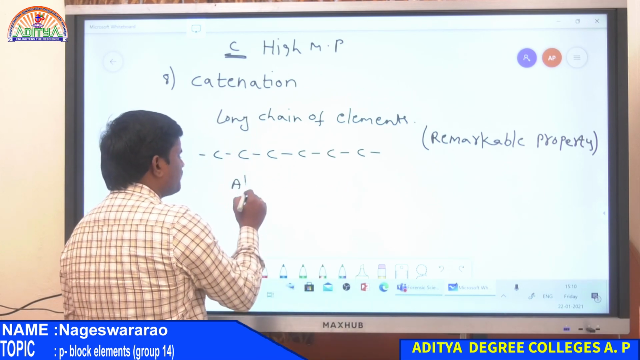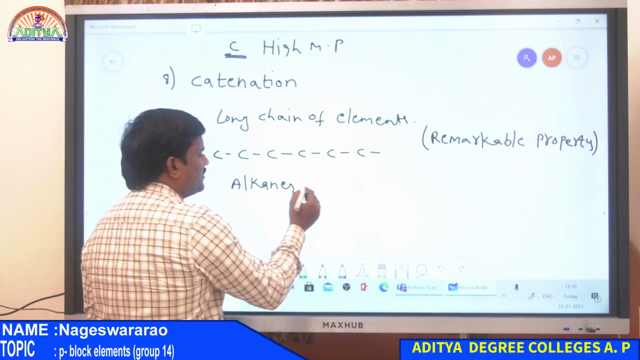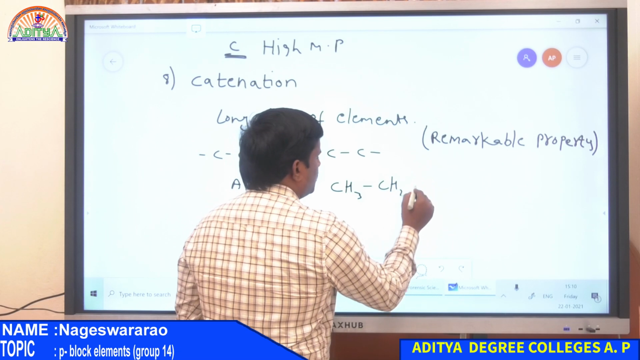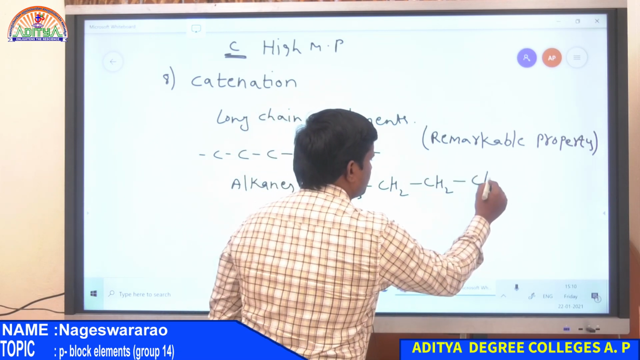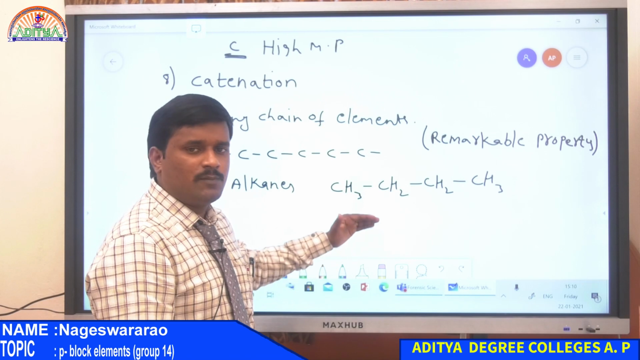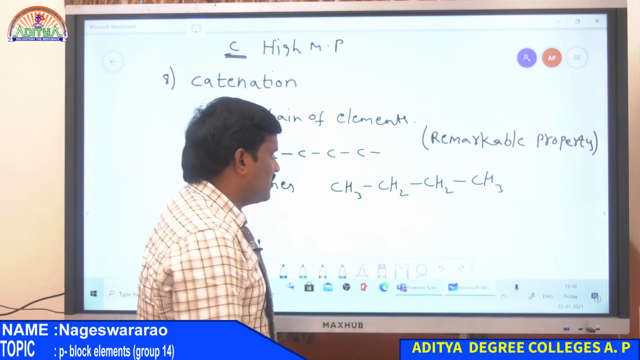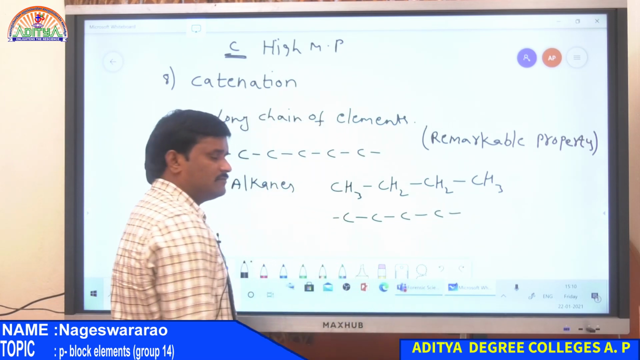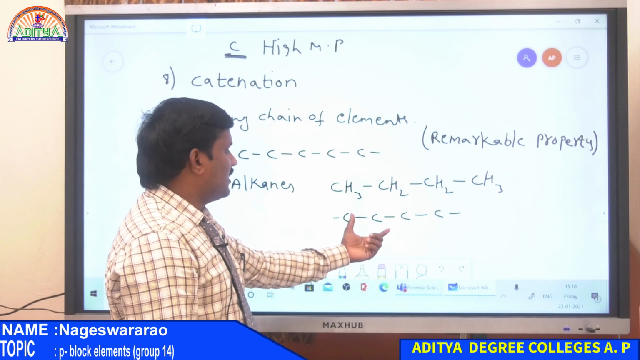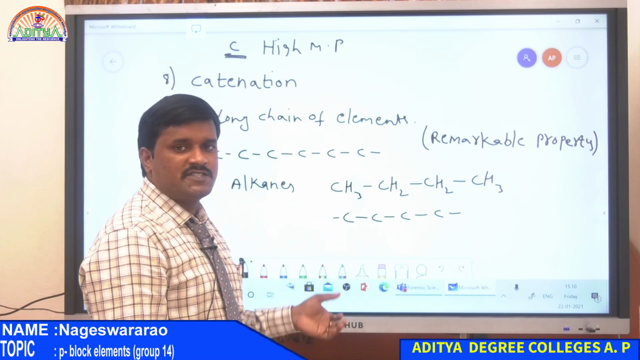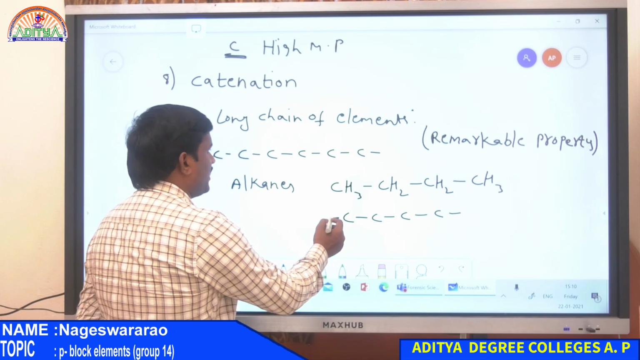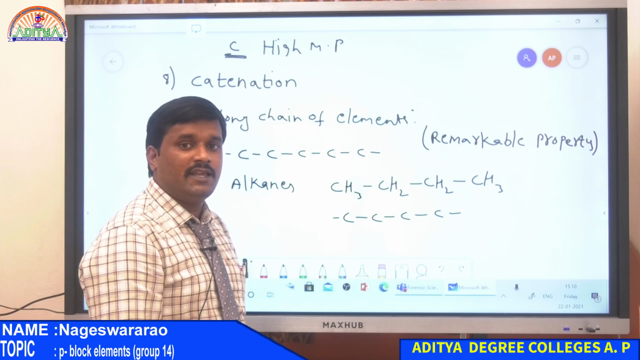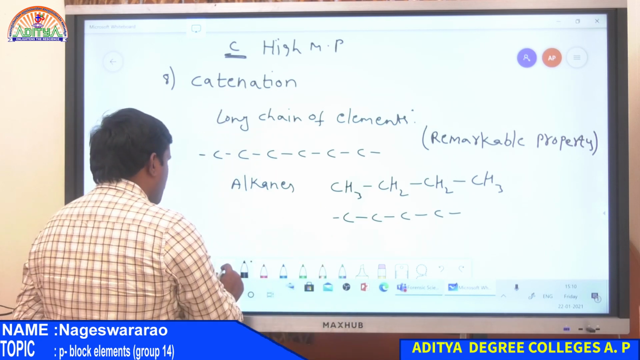For example, alkanes. In alkanes, suppose butane, what is the formula for butane? CH3, CH2, CH2, CH3. Here there are 4 carbons in a single row. So 4 carbons form a long chain. Similarly, any number of carbon atoms can form a long chain of the same element. This property is known as catenation, and the catenation property always decreases from top to bottom.